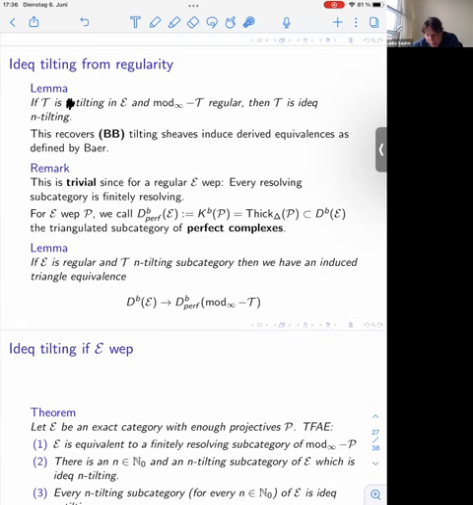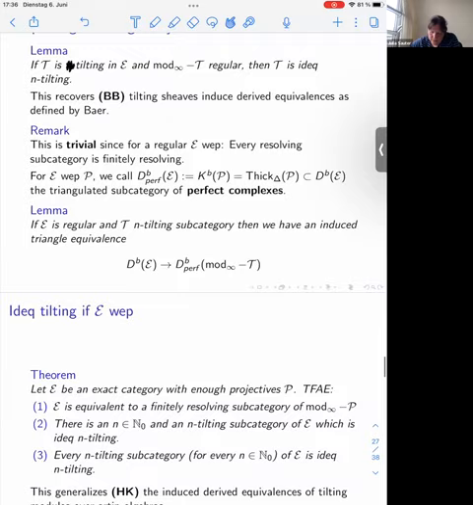And this is just the thick subcategory generated by the projectives here, which is just T. Yes, it's not very deep.